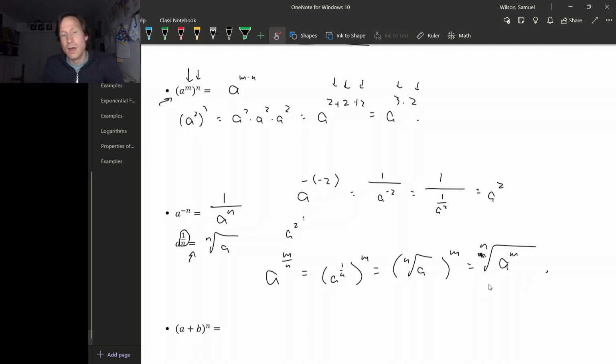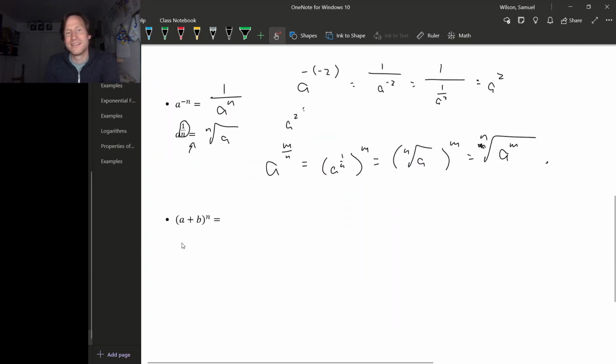All right. Last example, what is a plus b to the n? So what's the rule of exponents for this situation? Well, there isn't one. It's a popular algebra mistake to think that this is a to the n plus b to the n, but that's just not true. There might be very special cases when this is true, but in general, this is not true.